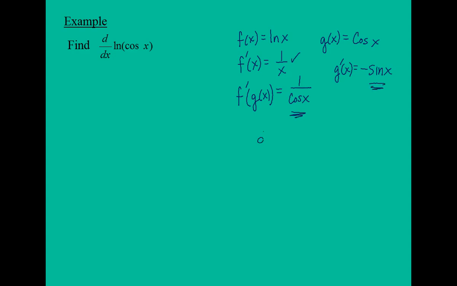So the derivative of our ln of the cosine of x we found to be this one times this one. So we'd have negative sine of x divided by cosine of x. And if we used our knowledge of trigonometry, we know sine divided by cosine is tangent, and then that would be negative tangent x.